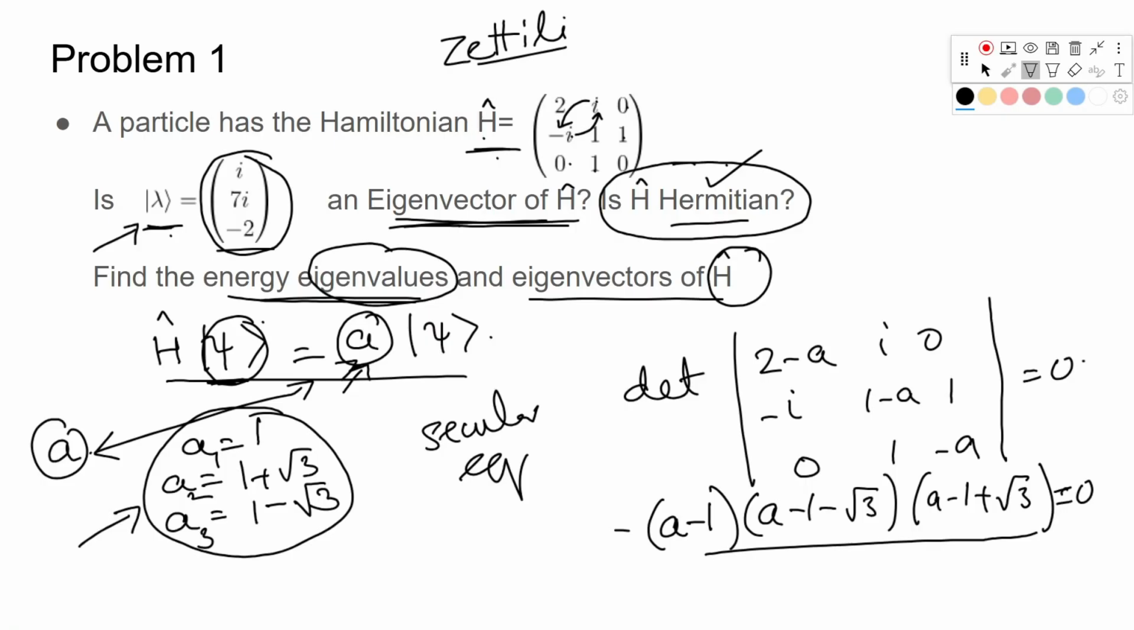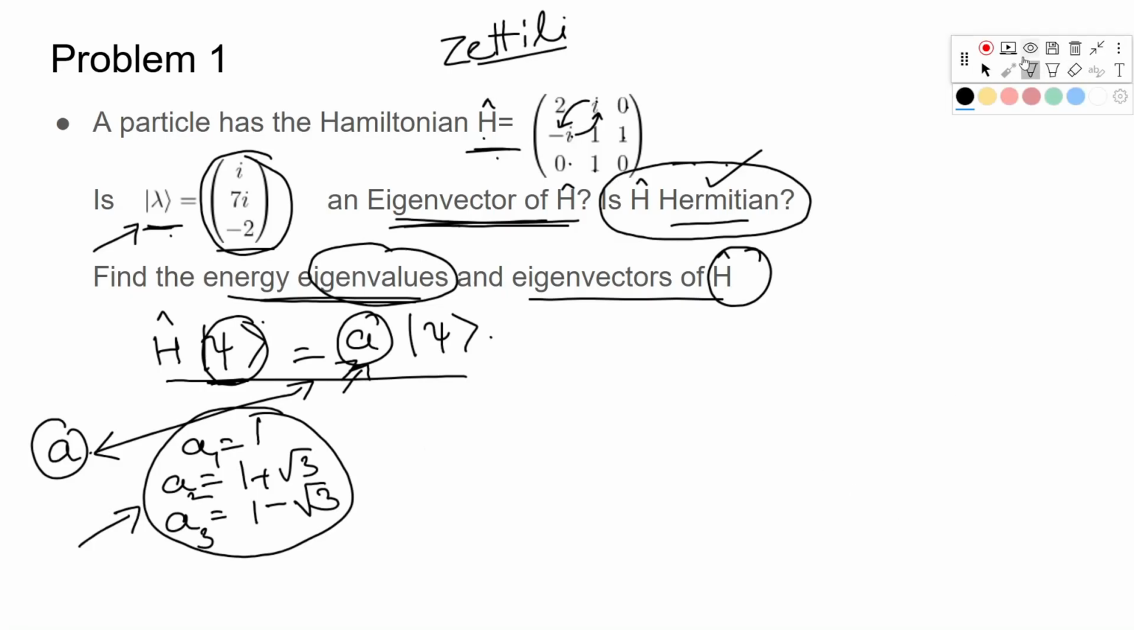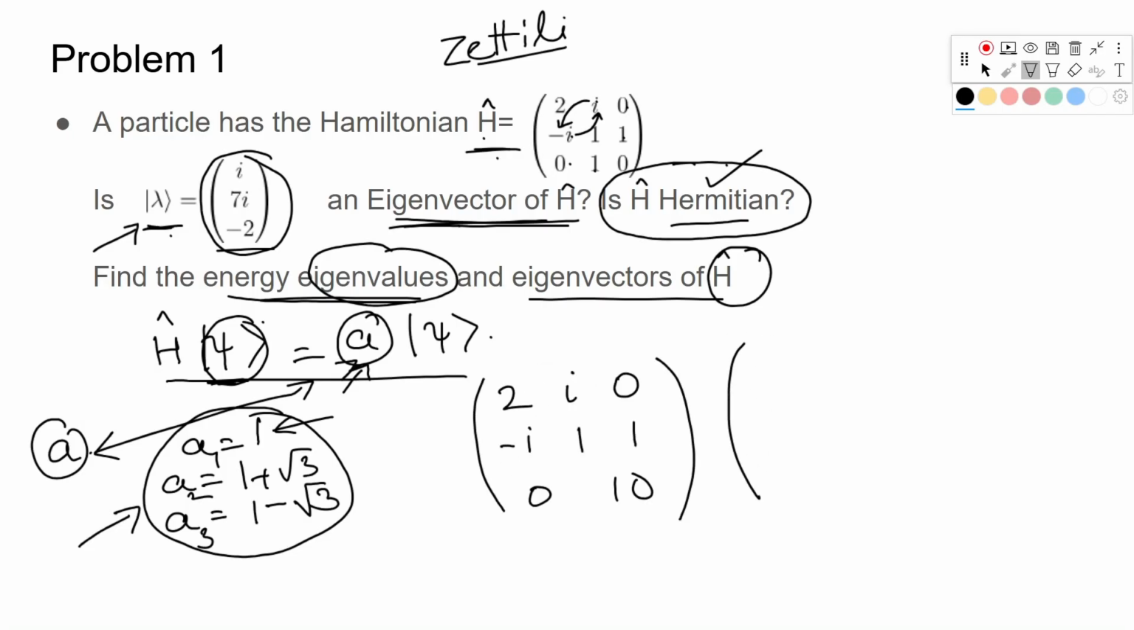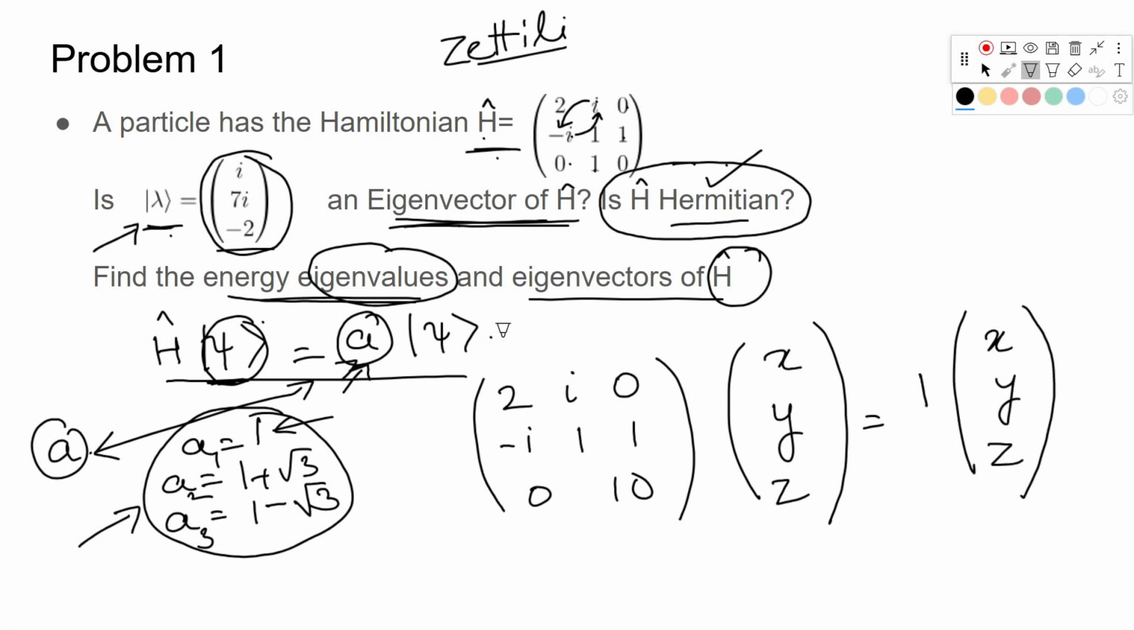And from these we can find the eigenvectors of our Hamiltonian. Let's start with one of them. Let's use A equal to 1 as our example. So our Hamiltonian multiplied by some eigenvector, let's call it xyz, has to be equal to 1 into that. This is our eigenvector equation. Hamiltonian operating on the eigenvector will yield that same eigenvector with the eigenvalue multiplied to it. Our eigenvalue comes here, and this is our eigenvector.